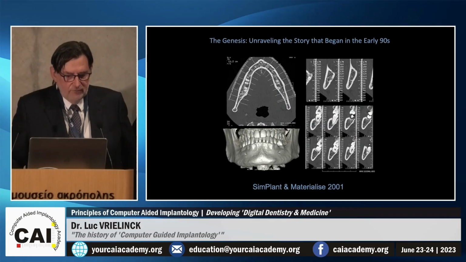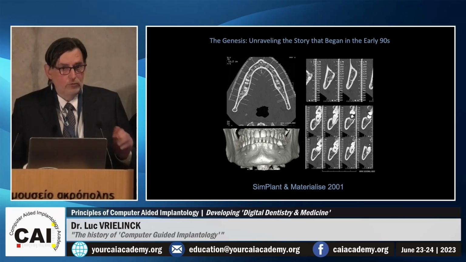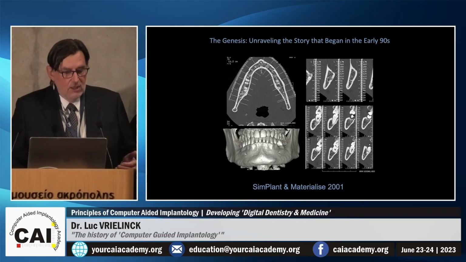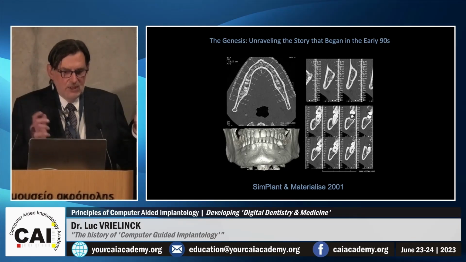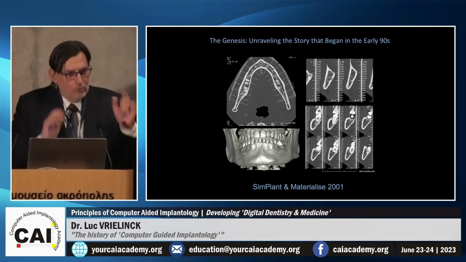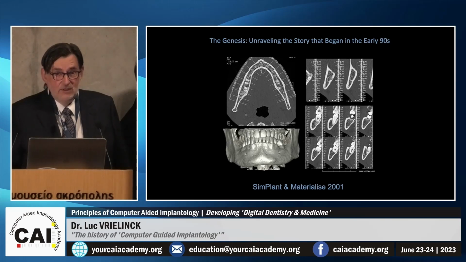And then we have Simplant, which was acquired by Materialize. And on that moment, we were able to do the planning, not yet a drill guide, but we had the first 3D image, like this one, only in one color. No way to do a segmentation. You had to see both jaws, and then you have to look where can we do something. So this was the beginning of 3D. It's 2001. It's not so long ago.